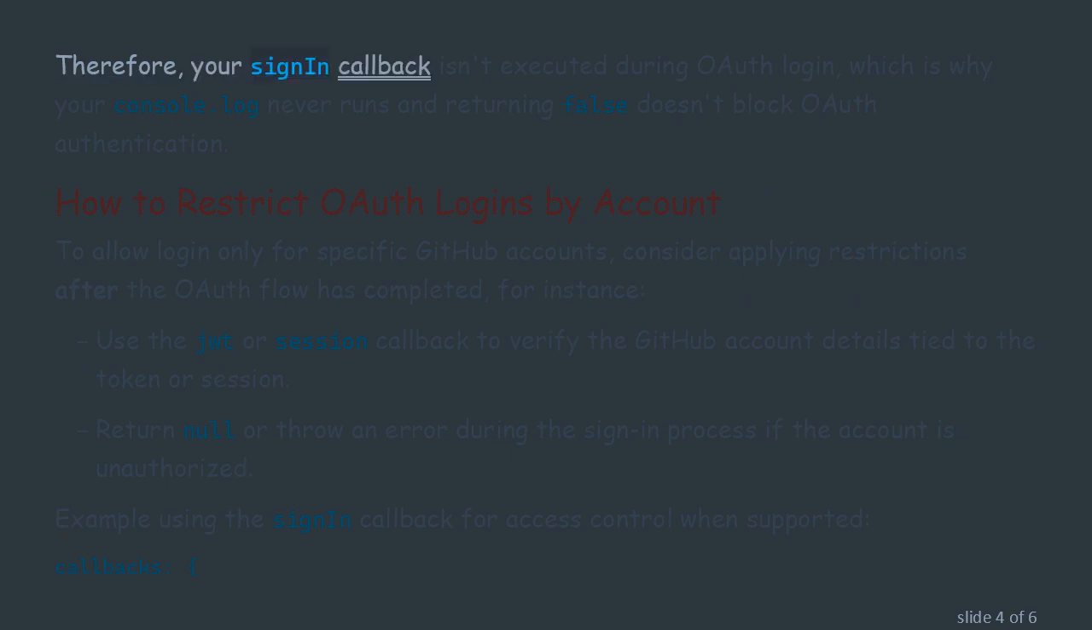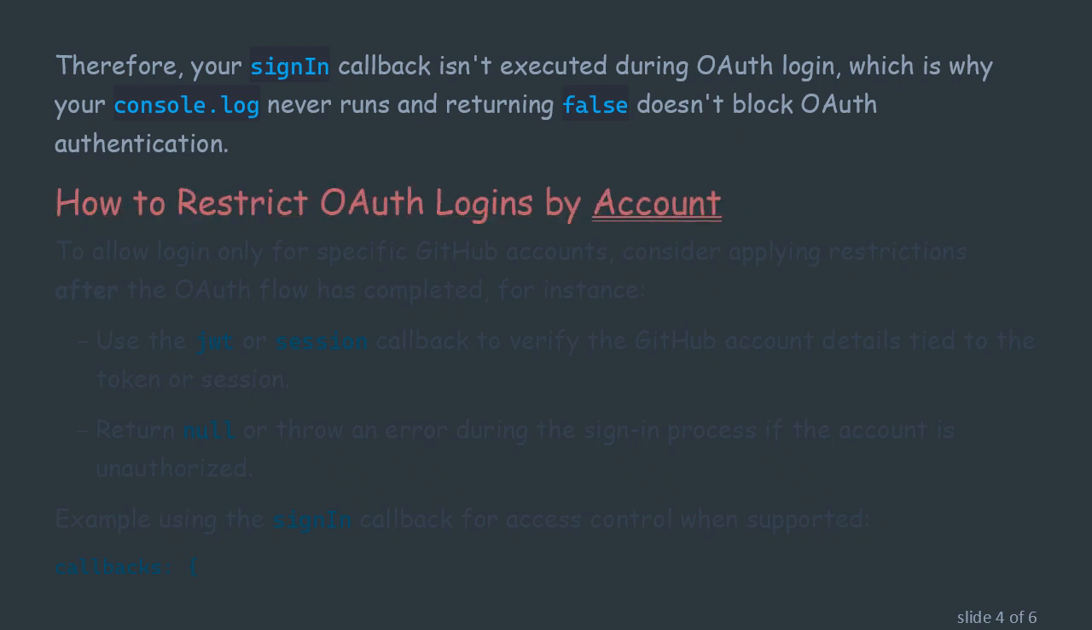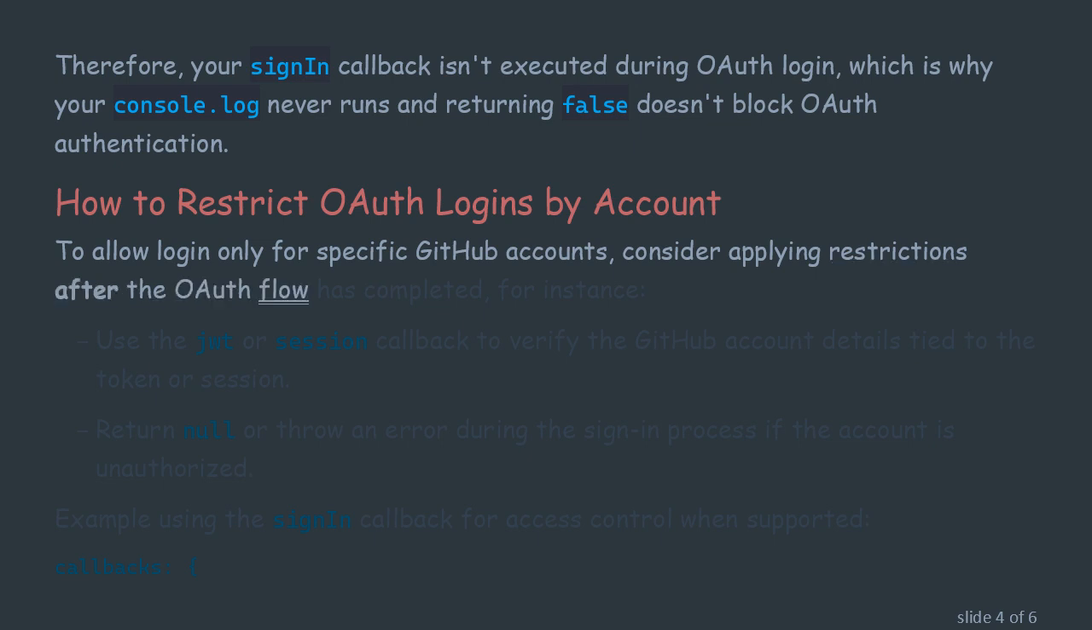Therefore, your sign-in callback isn't executed during OAuth login, which is why your console.log never runs and returning false doesn't block OAuth authentication. How to restrict OAuth logins by account. To allow login only for specific GitHub accounts, consider applying restrictions after the OAuth flow has completed.